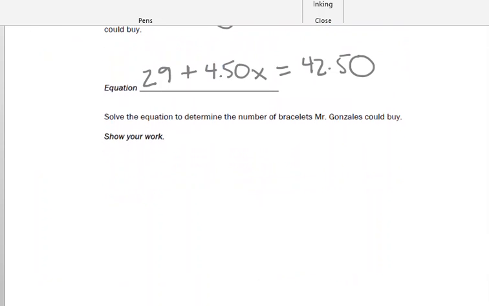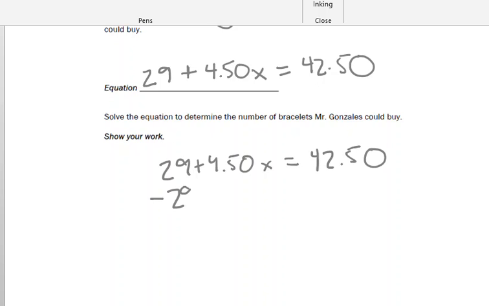and for the second part of this equation, I am to solve it. Okay. So I'm going to go ahead and rewrite it down here. 29 plus 4.50x is equal to 42.50. I'm going to subtract my 29 from both sides. Remembering in addition and subtraction, I do have to line up my decimal points, whereas we don't for multiplication.